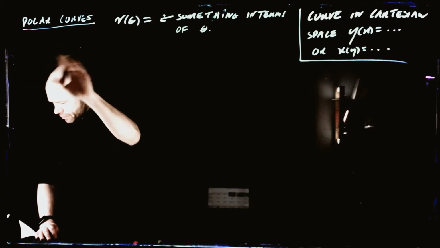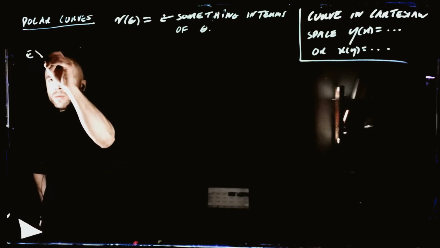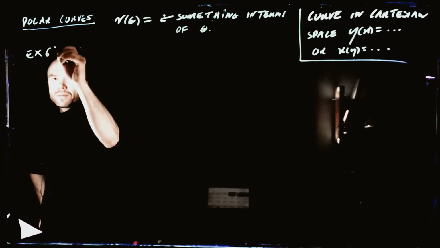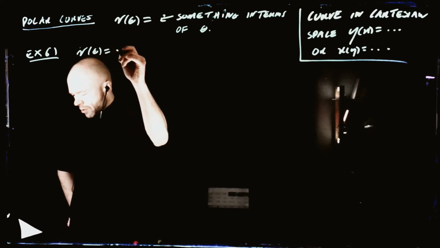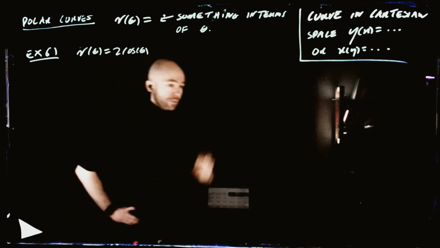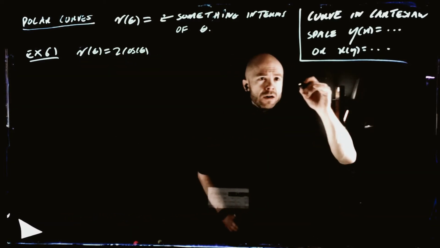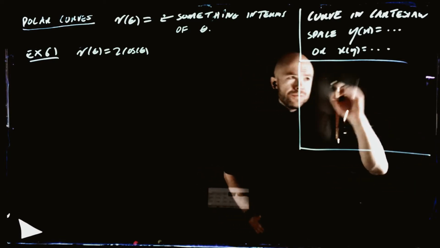So let's do this. This is example 6. What if we have r of theta is equal to 2 cosine of theta? All right, so before we do this, there's another useful convention.